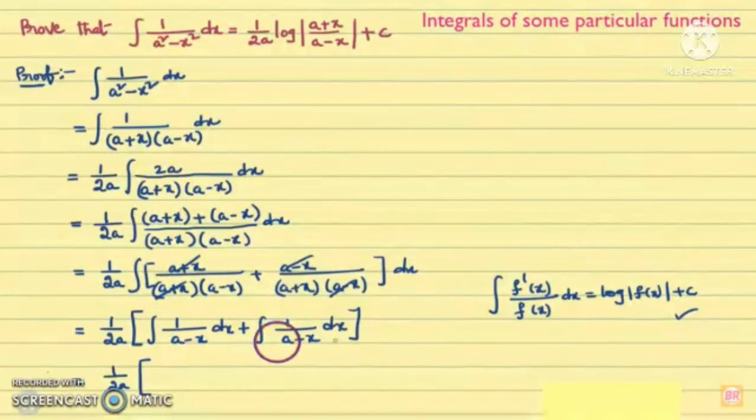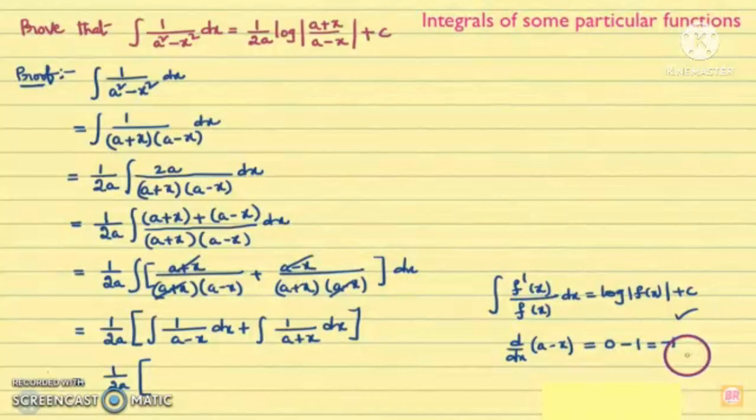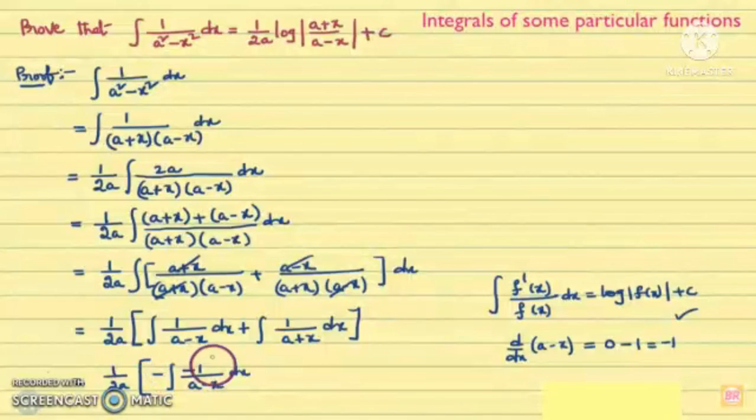You observe here, what is the derivative of a minus x? Derivative of a constant is 0, minus the derivative of x with respect to x, which is 1, so it is minus 1. The derivative of a minus x is minus 1, and the numerator has only plus 1. So for our convenience, I will write minus of minus 1 divided by a minus x dx. You will see minus minus will become plus again, and you get the same step as above. Plus I will integrate this in the next step, integral of 1 divided by a plus x dx.